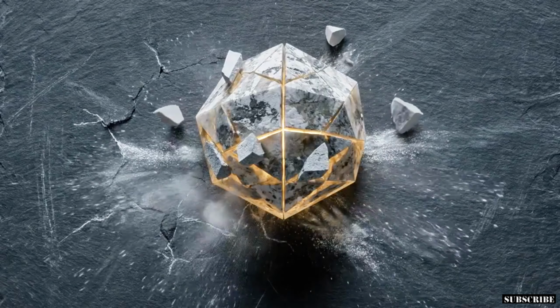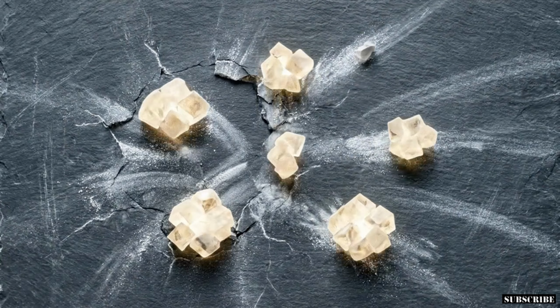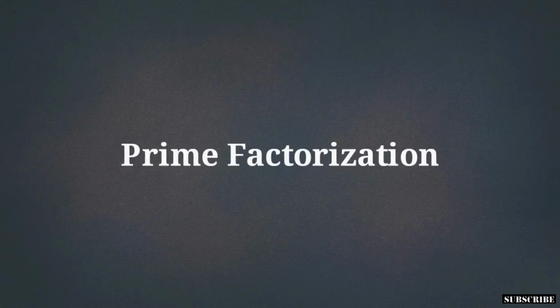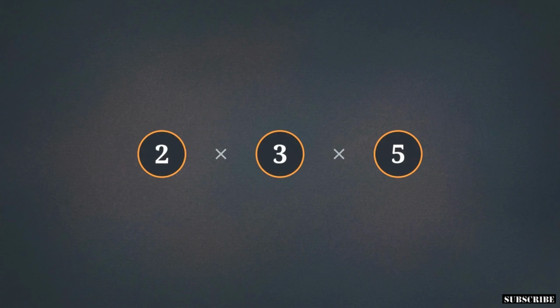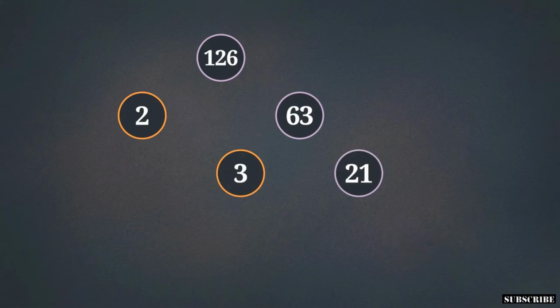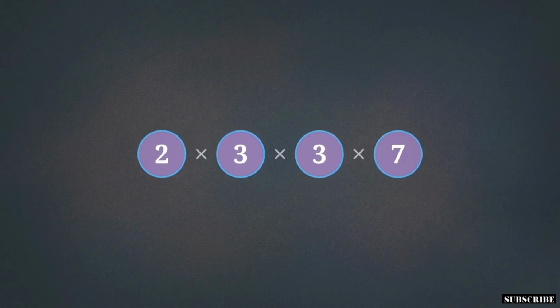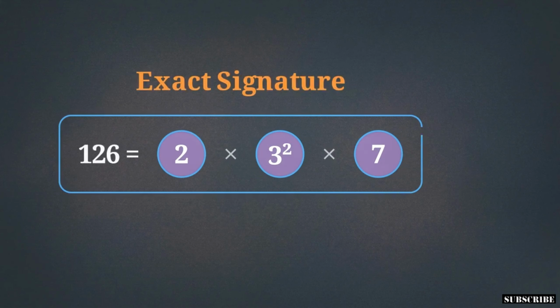Because prime numbers are truly indivisible, every larger integer can be decomposed into a specific combination of them. This is prime factorization. It is a mathematical law stating that every integer has one unique set of prime factors that, when multiplied together, produce that specific number. Take the number 126. Breaking it into factors reveals its unique prime endpoints, 2, 3, 3, and 7. Using exponent notation, we write 2 times 3 squared times 7. This formula is the number's exact signature.